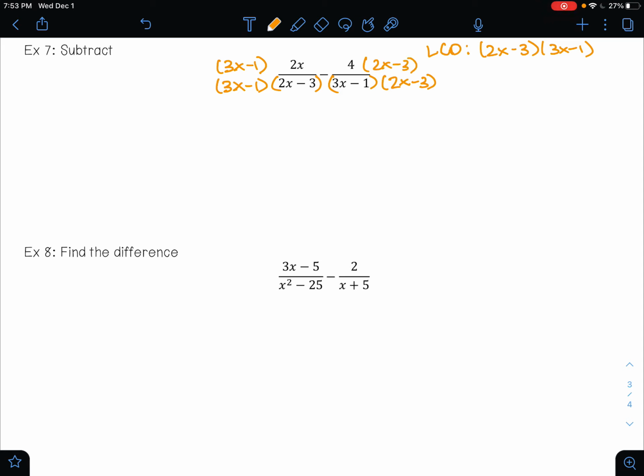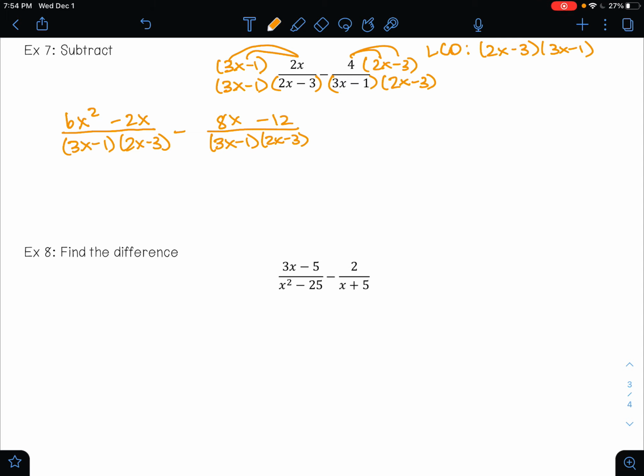So over here, I'm going to have in my denominator 3x minus 1 times 2x minus 3. And in my numerator, I'm going to have to use a distributive property. So I'm going to have 6x squared minus 2x, minus, and then in my second fraction, I'm going to have 3x minus 1 times 2x minus 3 in my denominator. And in my numerator, I'm going to use a distributive property to get 8x minus 12.